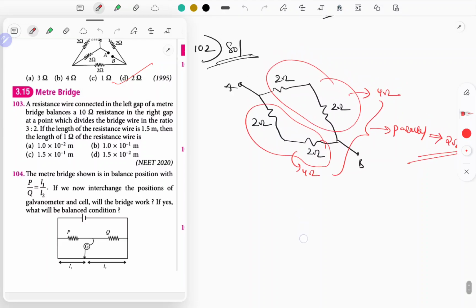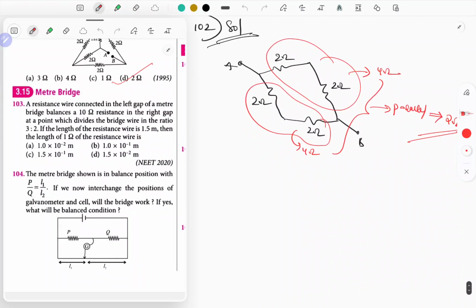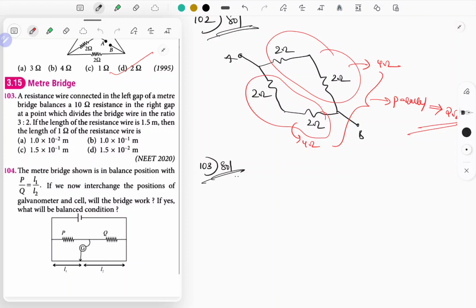So till now I have completed up to question 102. Now today I'm going to start with question number 103. Let's get started. So look at question number 103.